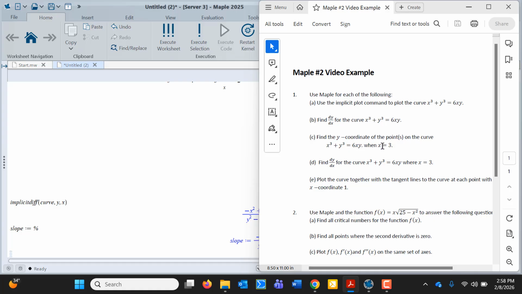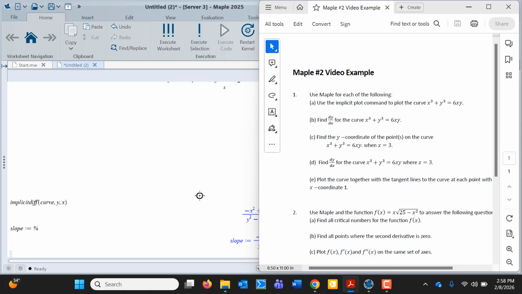Now in part C, we want to find the y coordinate of the points on this curve when x is 3. Okay, so in other words, if you were going to do this by hand, this isn't asking anything about the derivative right now. It's asking what are the y's if you were to let x be 3. So if I was doing this by hand, I would plug in 3 for the x's, but you would still have some y's in there. So you'd have to then solve that equation for y. Okay, so that's what we're going to make Maple do.